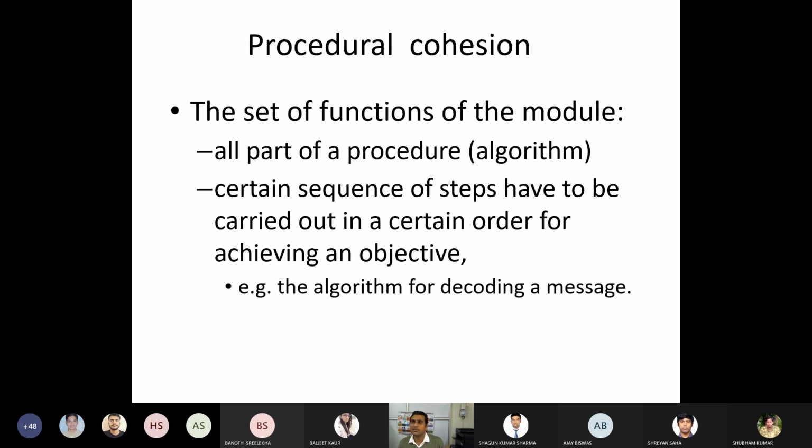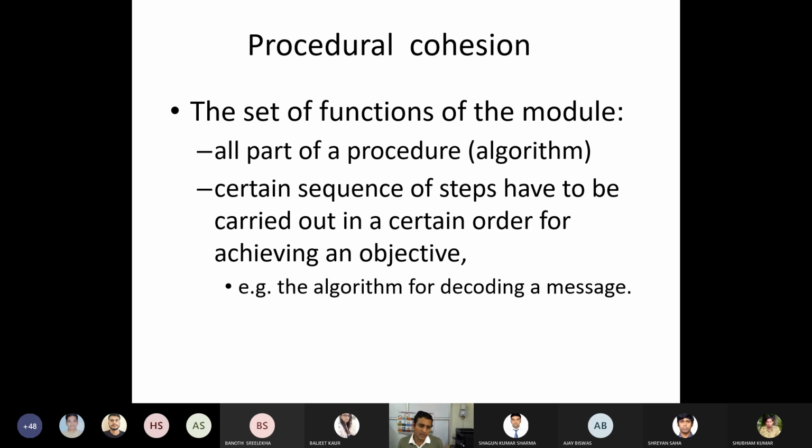Okay, but the data they will be using, the functions, whatever they will be working on, will be different sets of data. That means you have some functions, and you can see they are carrying out completely different activities. But these activities will be carried out one after the other.